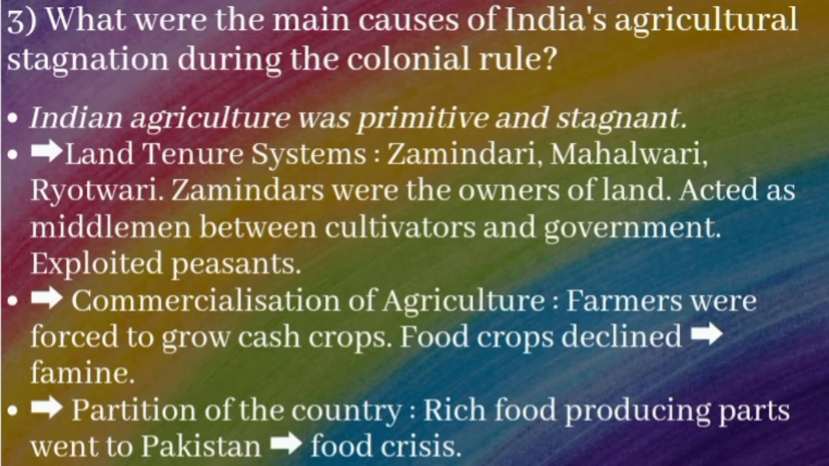Then coming to the next point, commercialization of agriculture. The growth of cash crops was encouraged in India rather than the growth of food grains. So the food grains declined, which led to famine and starvation. Then coming to the last point, that is partition of the country. So rich food producing parts went to Pakistan, such as the parts of Punjab and so on. So this led to food crisis during the eve of independence in India.